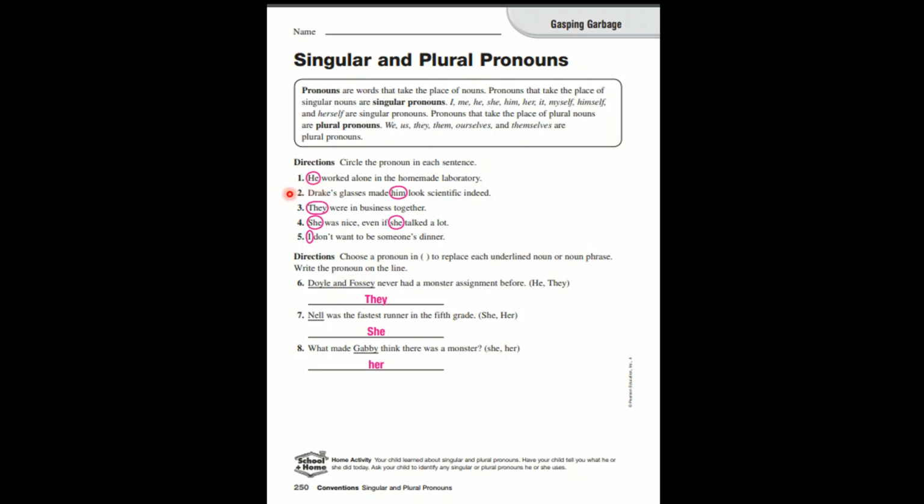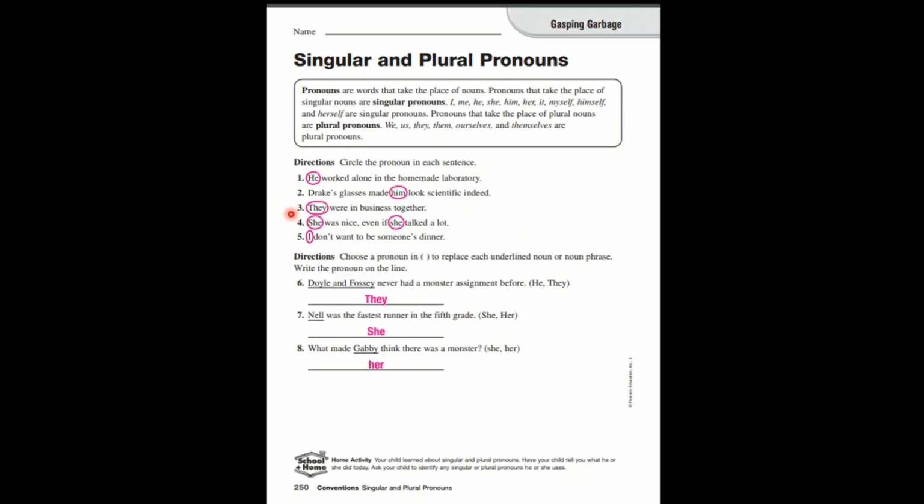Let's look at number 2. Drake's glasses made him look scientific indeed. The word him in this sentence is a pronoun and it's a singular pronoun. It refers to one person. It refers to Drake. Whose glasses? Drake's. Drake is a boy, so the matching singular pronoun for this is him.